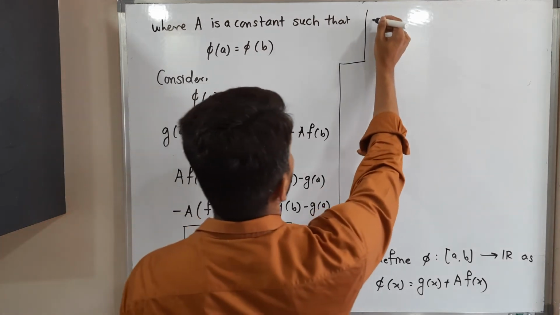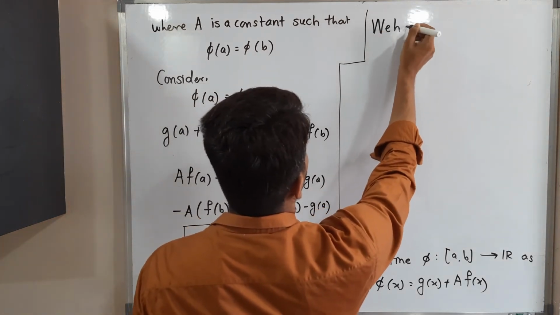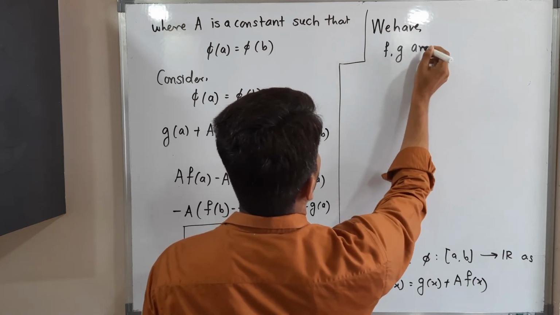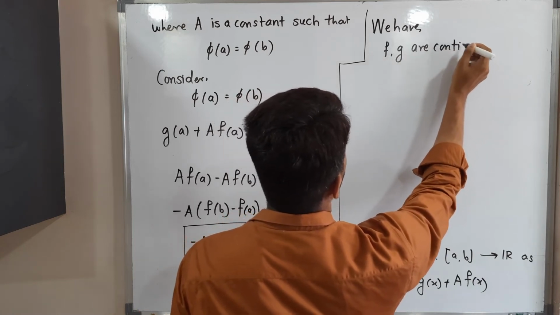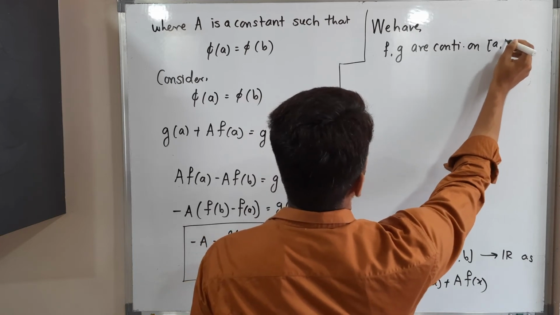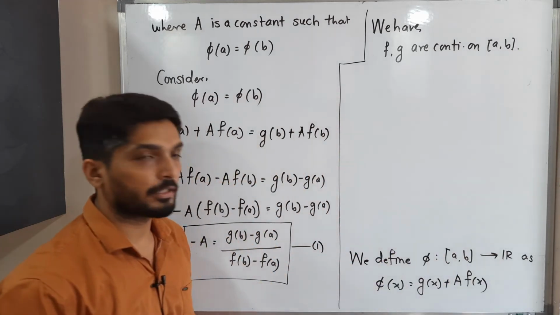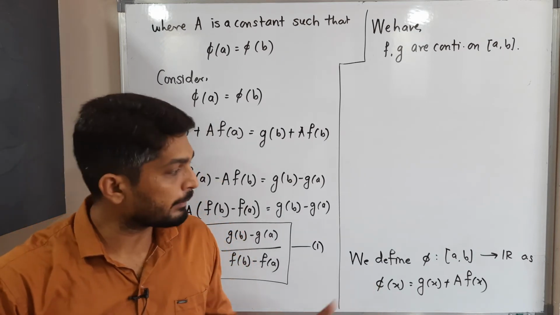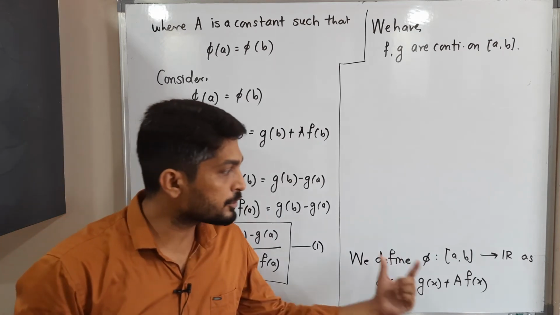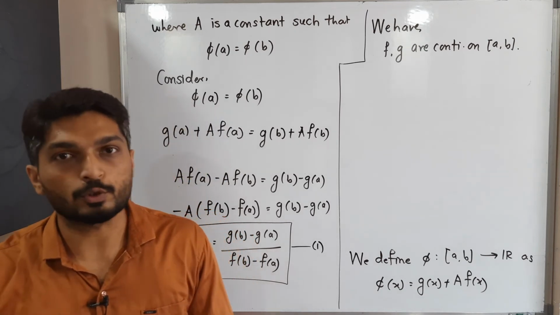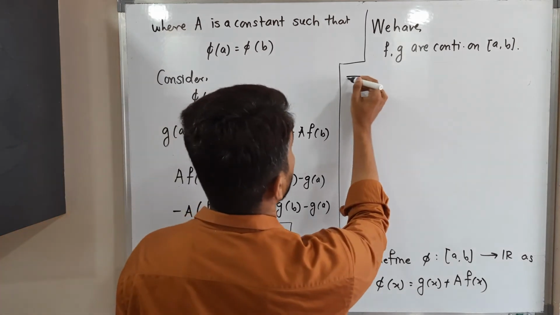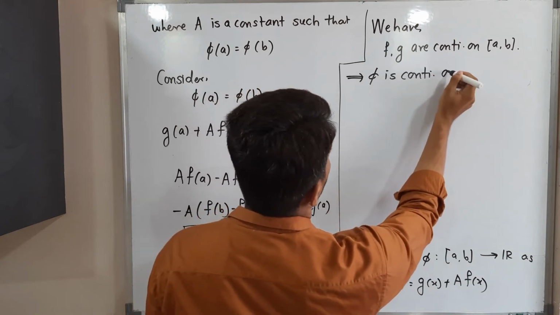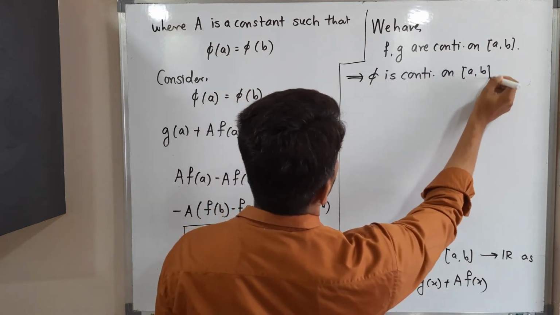I am going to use the given information. We have f and g are continuous on closed interval AB. This is a given thing. F and G, both of them are continuous on closed interval AB. But see, our phi is defined with the help of F and G. If F and G, both of them are continuous, then phi is also continuous. So implies phi is continuous on closed interval AB, right?